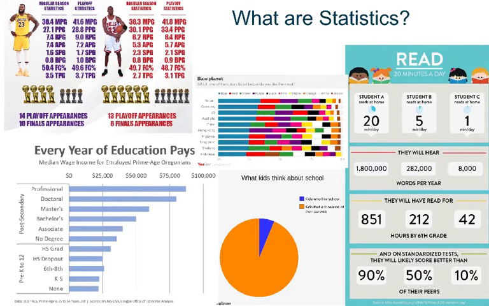In this first image, you can see a comparison of LeBron James and Michael Jordan's basketball careers. You can see per game statistics, you can see average per season statistics, you can see field goal percentages. All of that information is being collected to compare these two players.